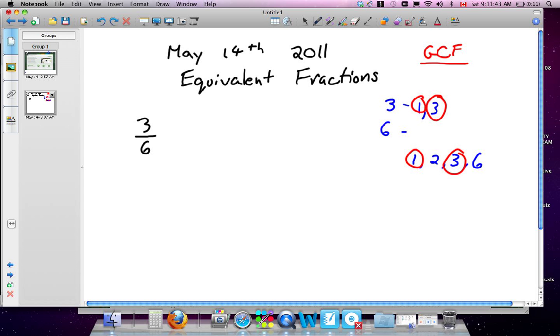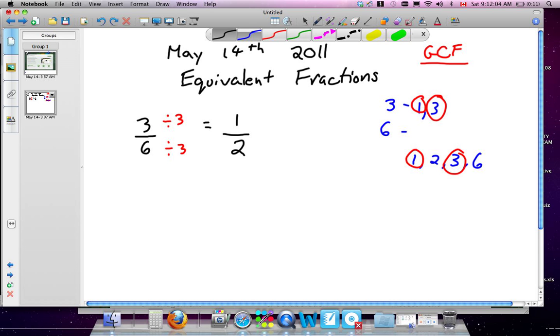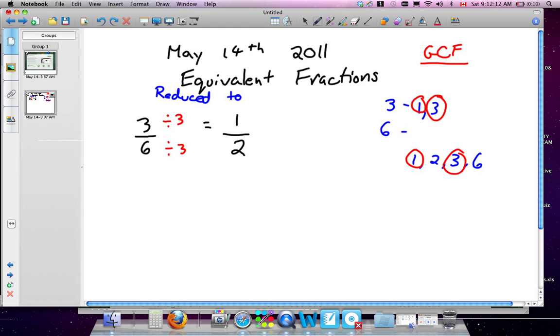So that means I can divide both these terms by the number 3. So if I divide this by 3, and I divide this by 3, what is 3 divided by 3? 1. 1 over, and what's 6 divided by 3? 2. Excellent. All right, so that's reduced. This is our reduced form. And what do they call it? Simplest? Okay, they call it simplest form. So we've reduced to simplest form.